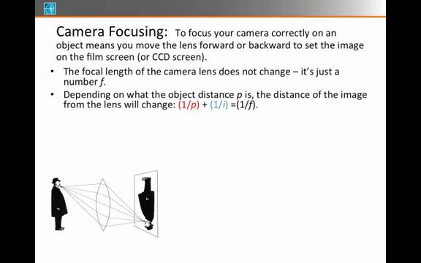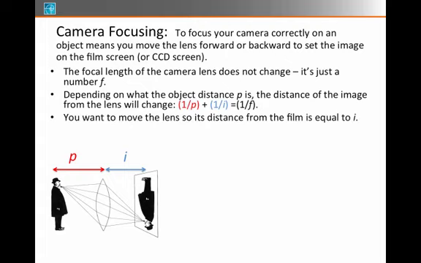Depending on what the object distance p is, the distance of the image from the lens to the image plane will change because of that formula, 1/p + 1/I = 1/f. So once you know what p is, you need to change the location of the film so that it corresponds with what you know I will end up being. So you want to move the distance of the lens away from the film so that it's equal to I.